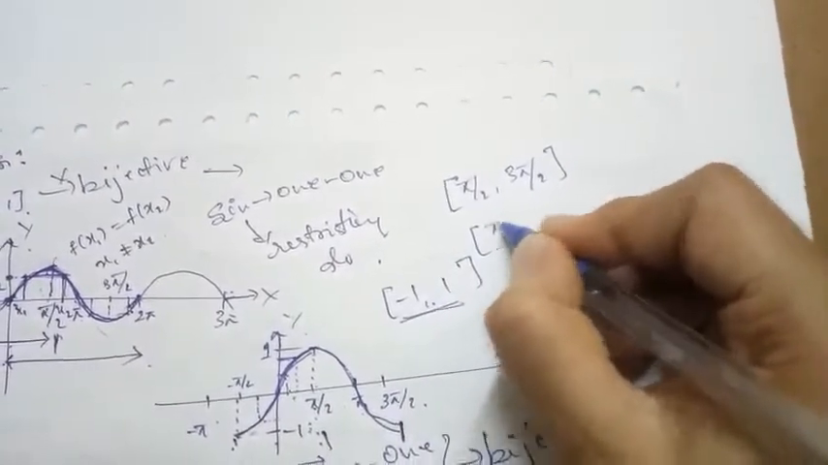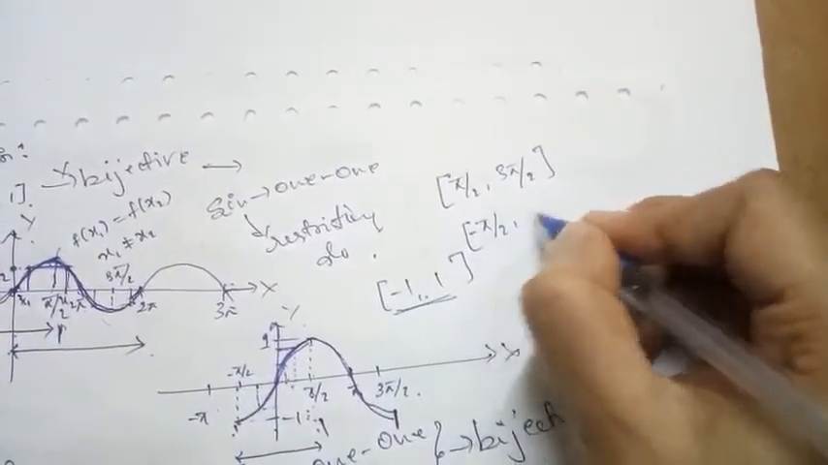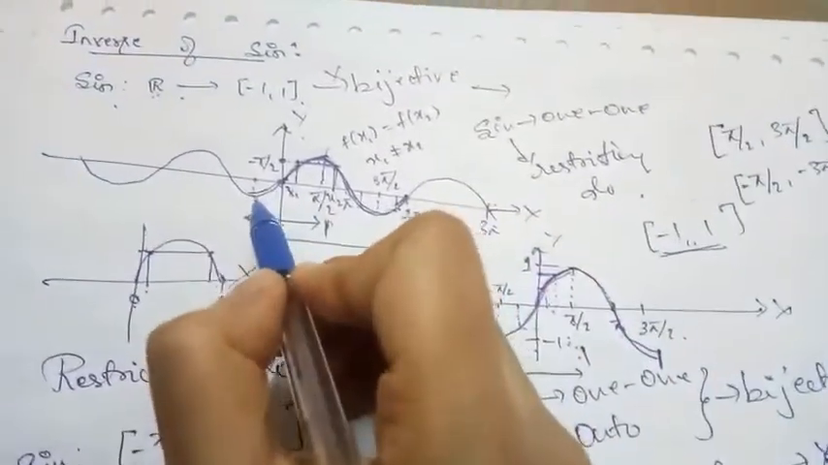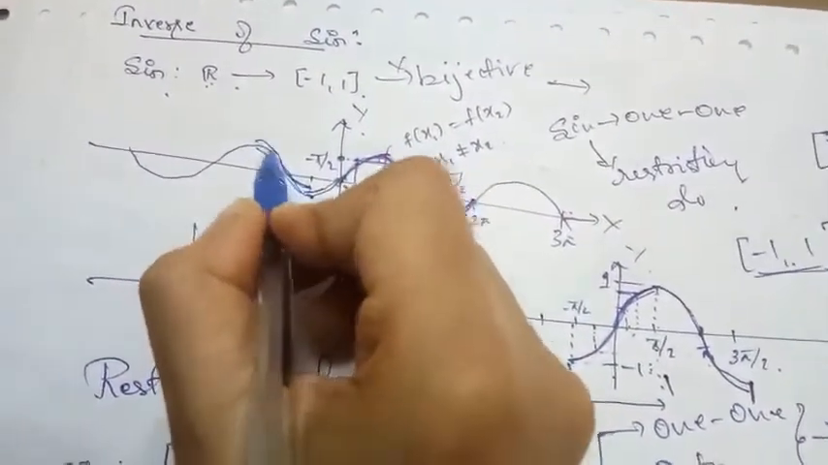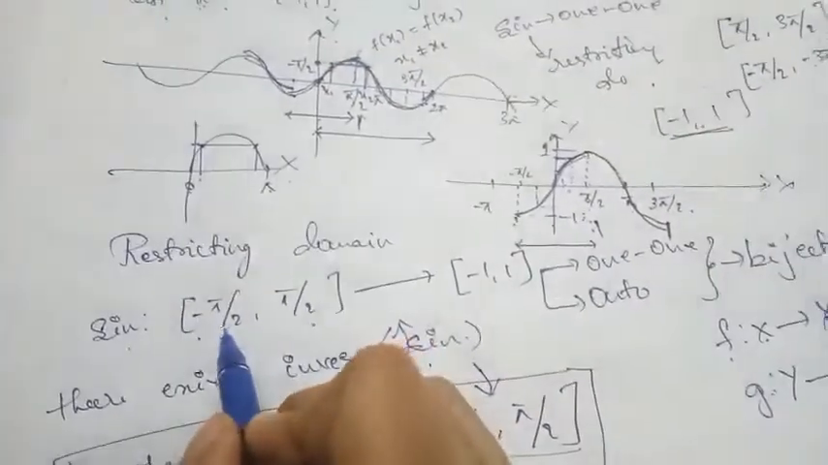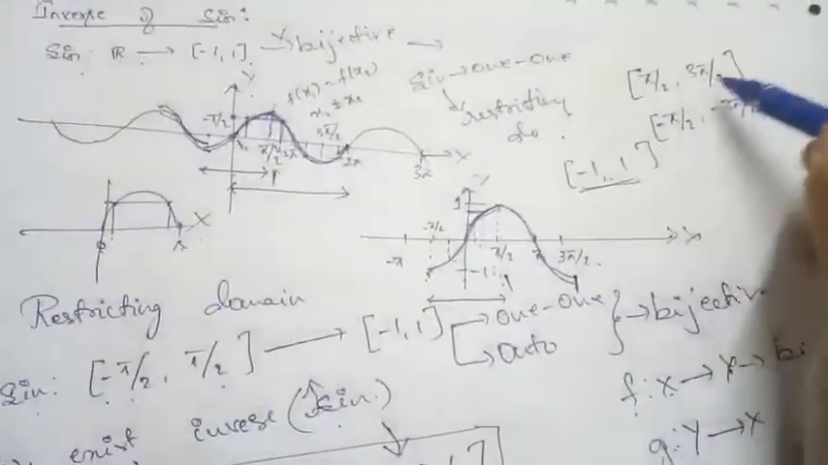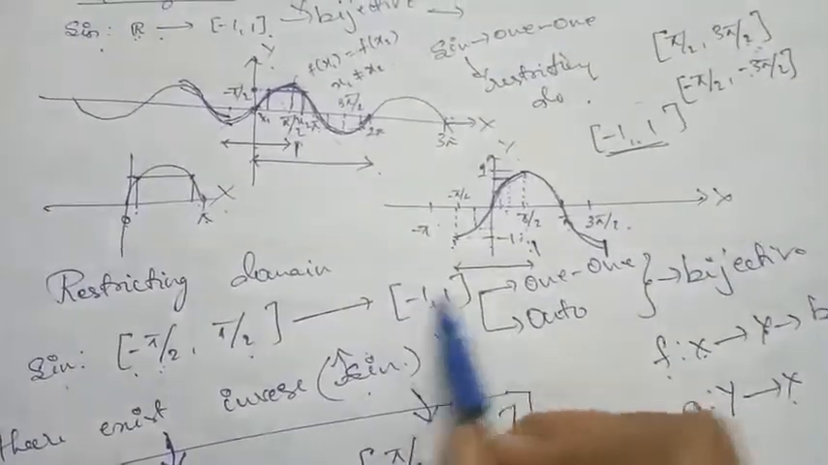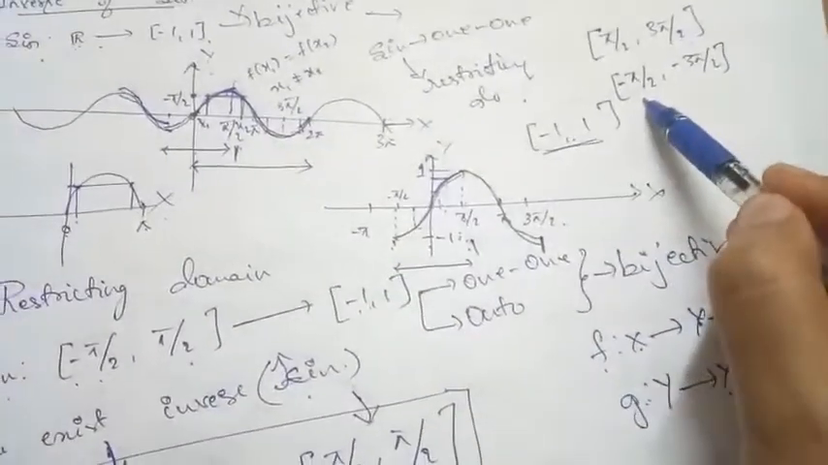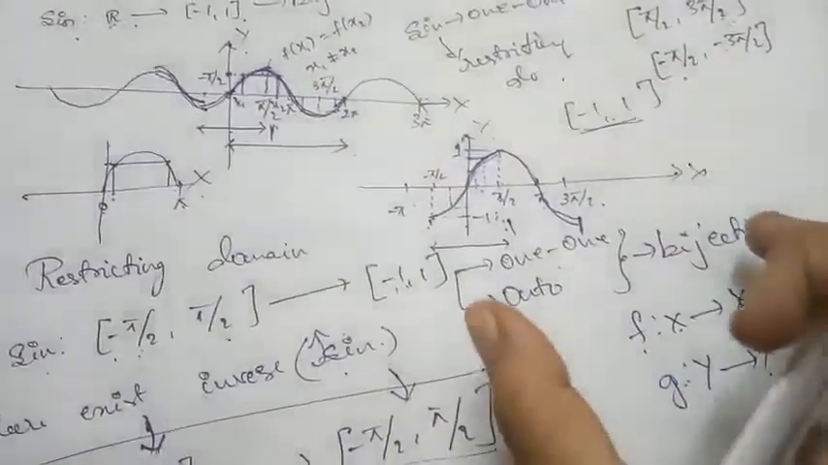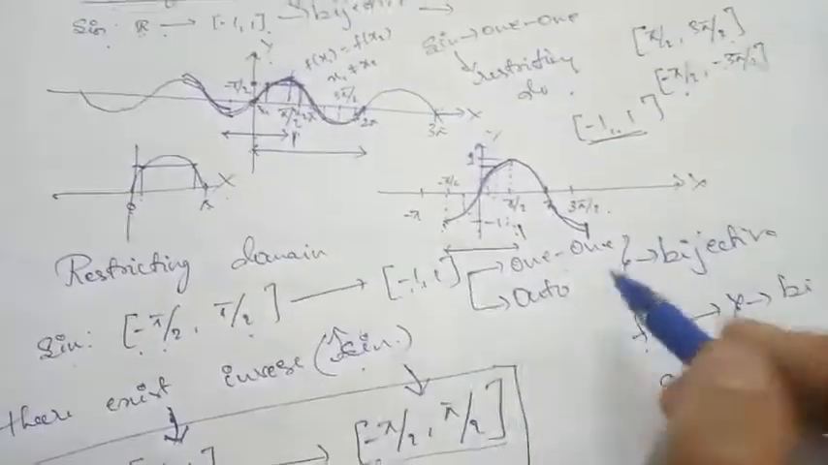Suppose I restricted the domain from pi by 2 to 3 pi by 2, or else from minus pi by 2 to minus 3 pi by 2, whatever the restriction, at that time also we are going to get one function only. Suppose the restriction is from pi by 2 to 3 pi by 2, then the range is again minus 1 to 1 itself. If you restricted from minus pi by 2 to minus 3 pi by 2 also, we are going to get a bijective function only. But why have we considered only this interval?